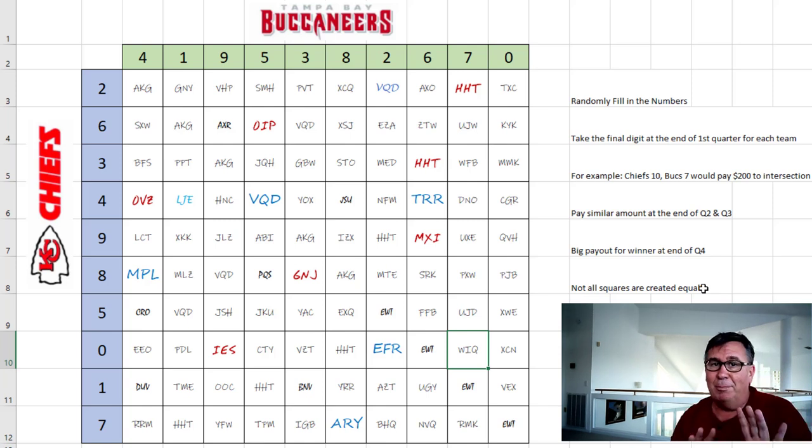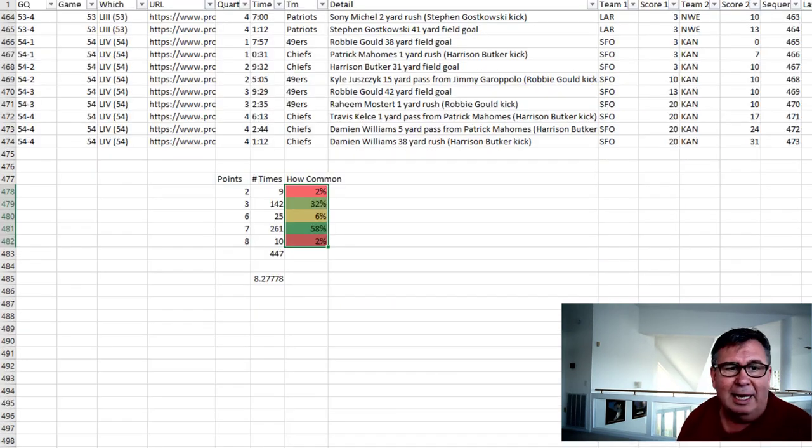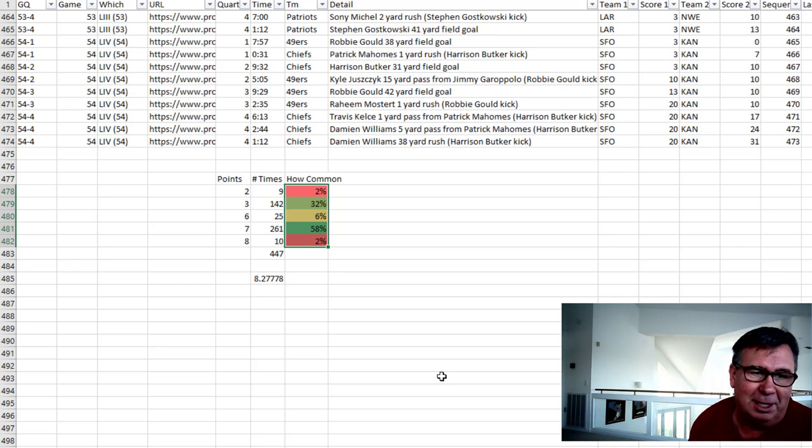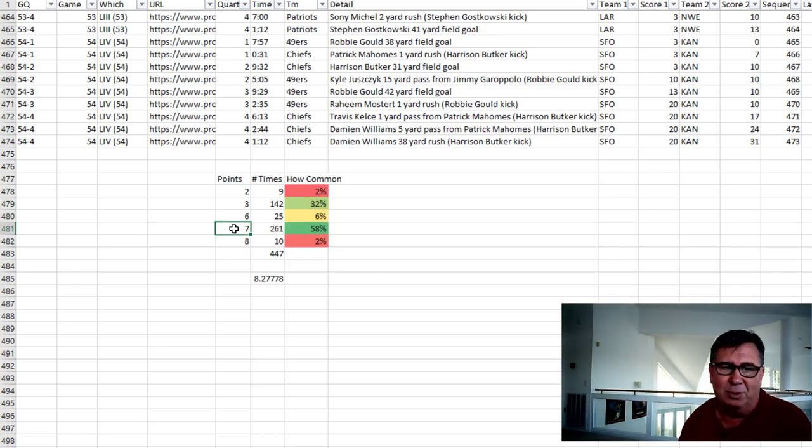Now, the important thing to know here, all squares are not created equal. And in just a crazy data mining exercise covering 54 years' worth of data, I downloaded every score from every Super Bowl up to this point. The reason that each square is not created equal is because in American football, the most common score is a touchdown with a single extra point for 7 or a field goal for 3. But then you also have, over the last 54 Super Bowls, sometimes a touchdown with no extra point or a touchdown with 2 extra points or even just a safety.